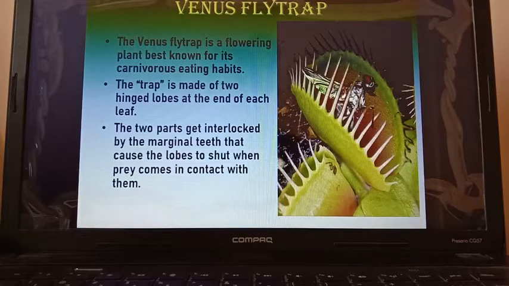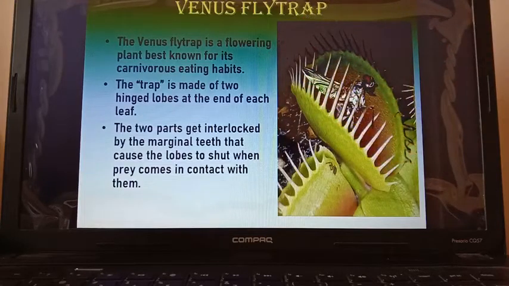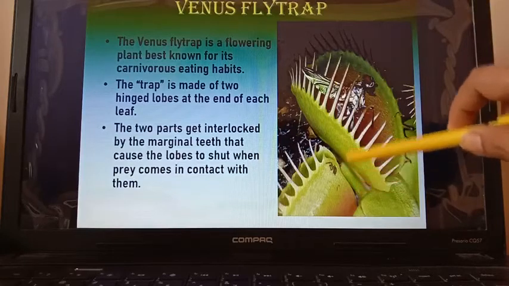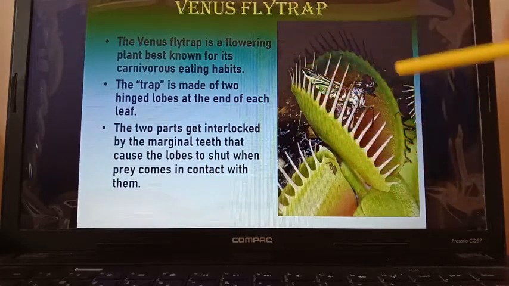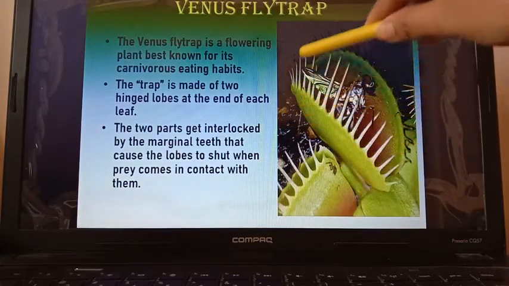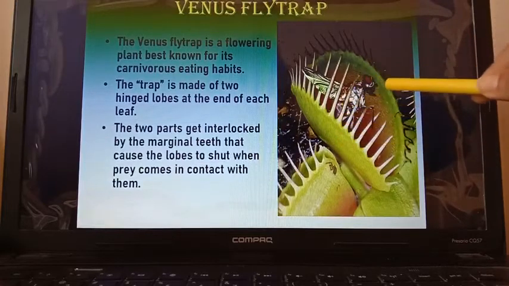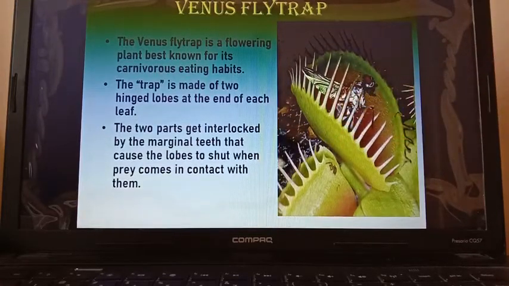The trap is made up of two hinged lobes at the end of each leaf. So at the tip of each leaf, this structure is located. It is mainly the leaf blade, a modified leaf blade, divided into two parts.